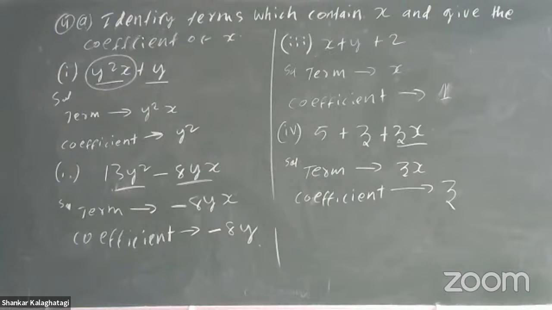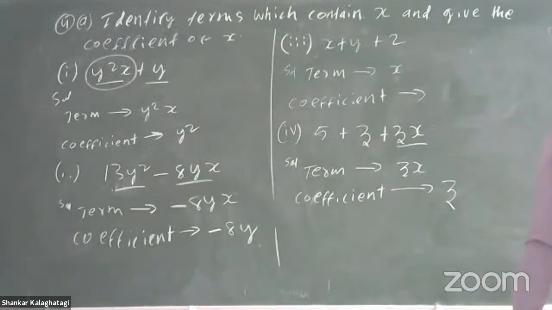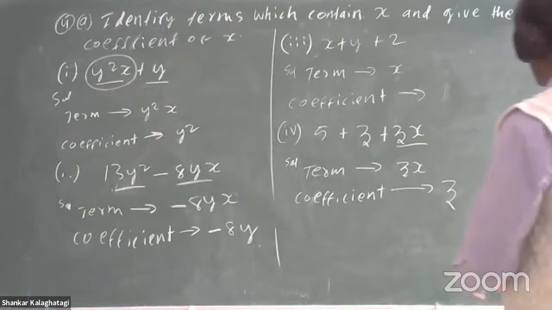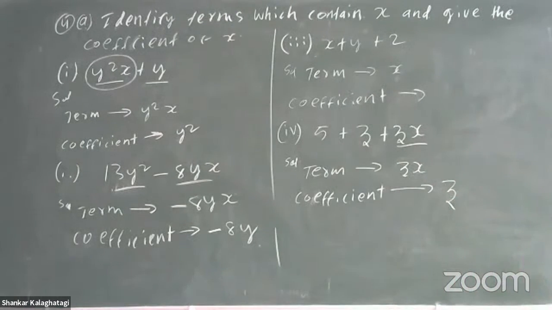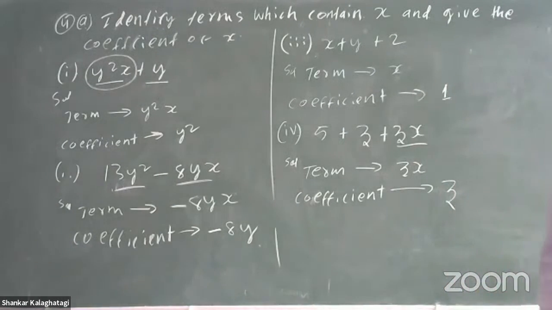Sir, third one coefficient, what is that? Which one? Third one. Third one, coefficient is 1 only. It is not clearly seen there, no? It is 1. Okay, last 10 seconds I will wait. After that, I am not going to wait. Finish it fast. Finished, sir.